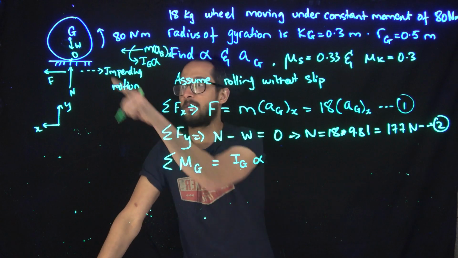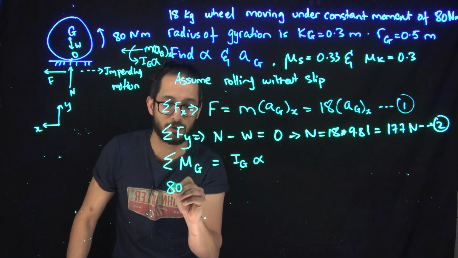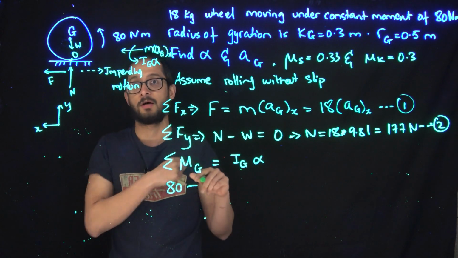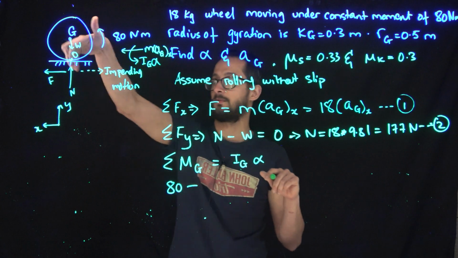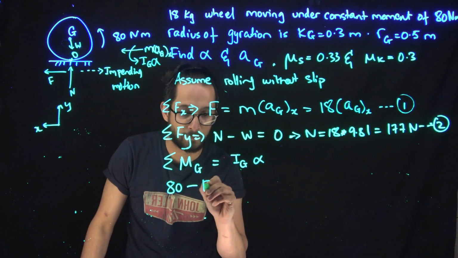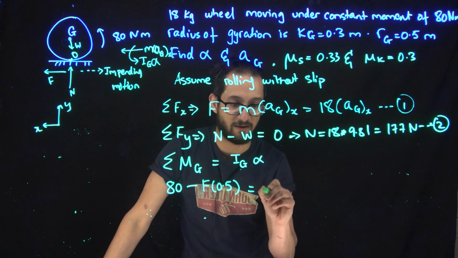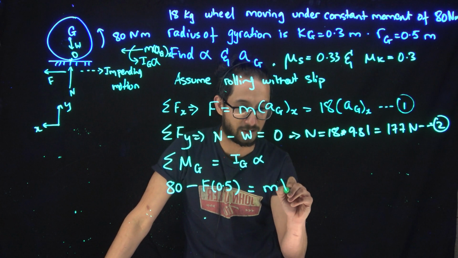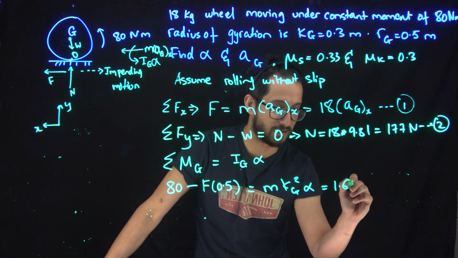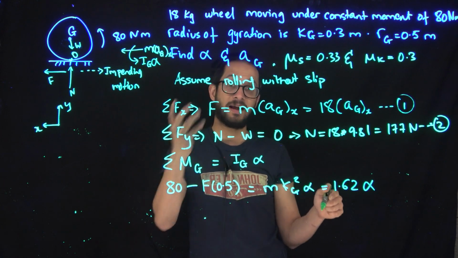That's just equal to I_G times alpha, right? So what is the moment about the point G? I have my applied moment, the 80 Newton meter term, and then a moment due to this frictional force, so it's going to be minus F times 0.5. That's equal to I_G alpha, which is m times k_G squared times alpha, so that's equal to 1.62 alpha, right? So that gives me 3 expressions, but again I have 4 unknowns.